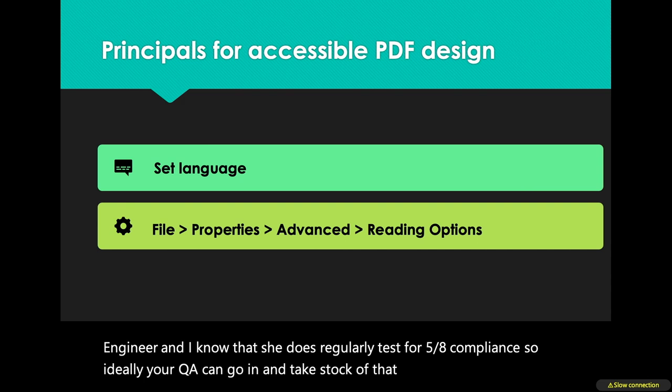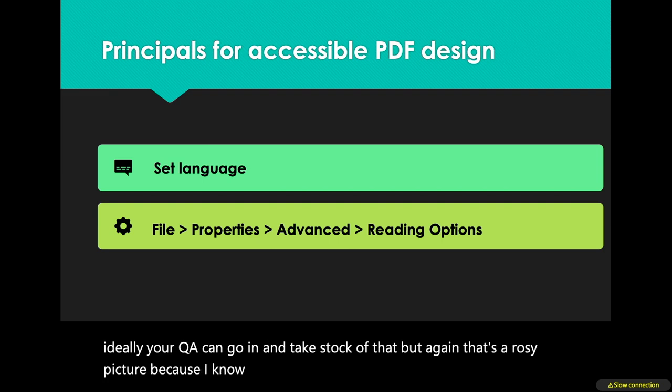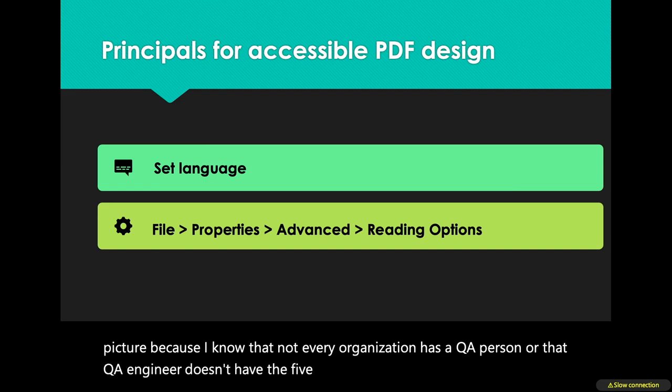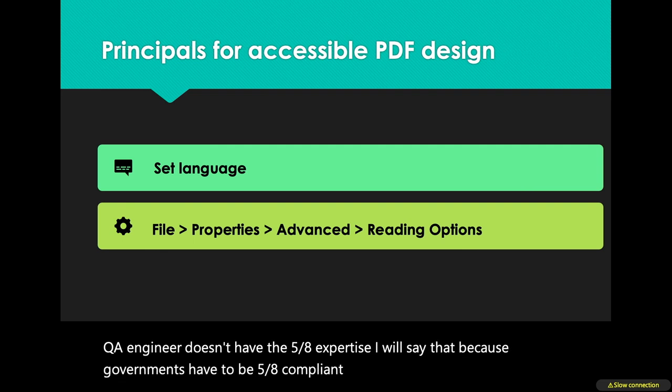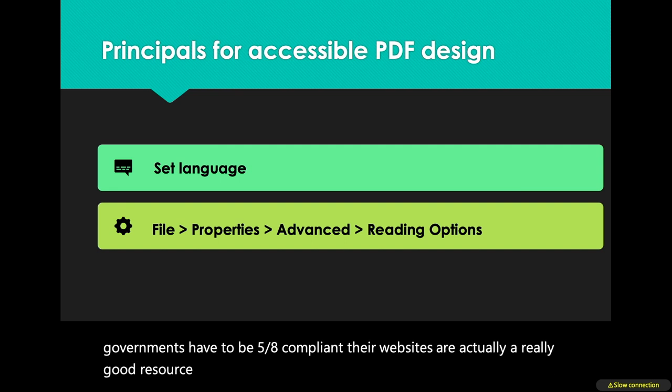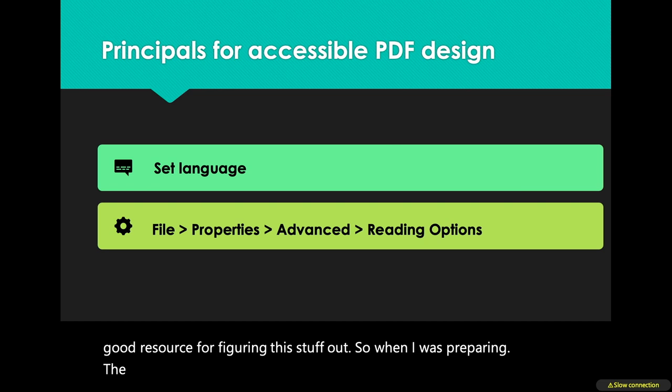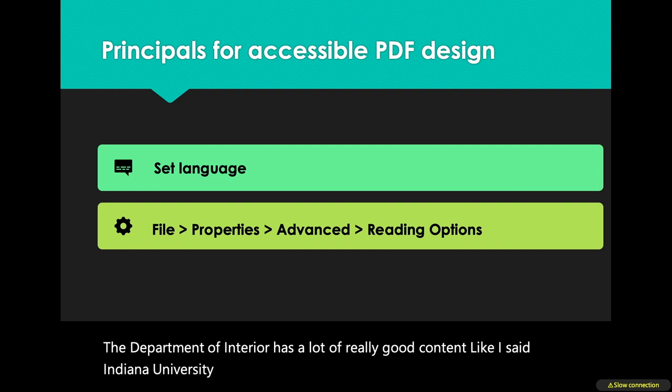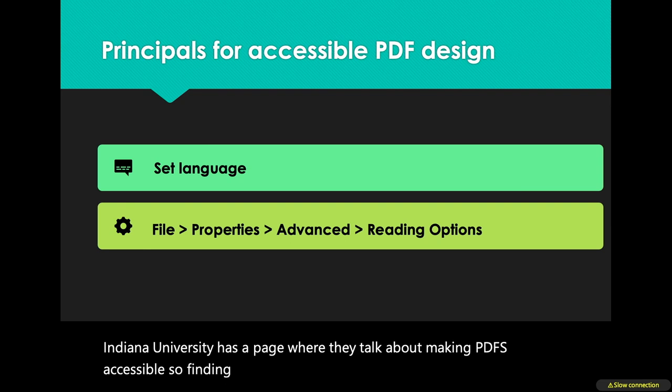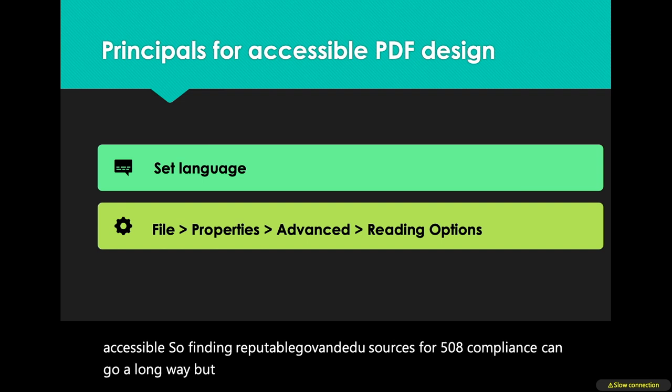But again, that's a rosy picture because not every organization has a QA person, or that QA engineer doesn't have the 508 expertise. I will say that because governments have to be 508 compliant, their websites are actually a really good resource for figuring this stuff out. When I was preparing this presentation, the Department of Interior has a lot of really good content. Like I said, Indiana University has a page where they talk about making PDFs accessible. So finding reputable .gov and .edu sources for 508 compliance can go a long way. But ideally, you really want to have somebody involved who knows what to look for.